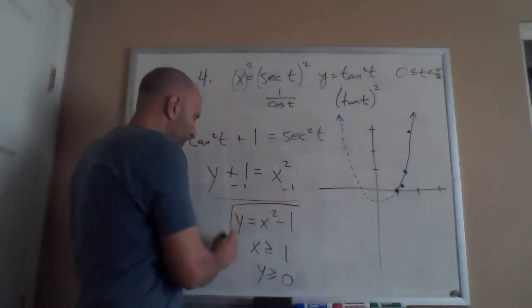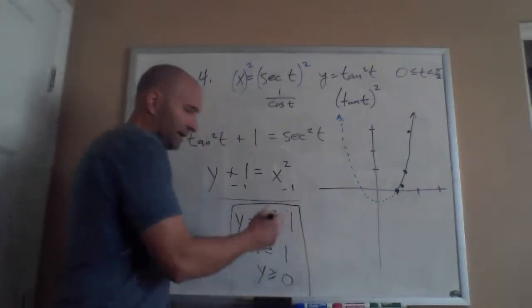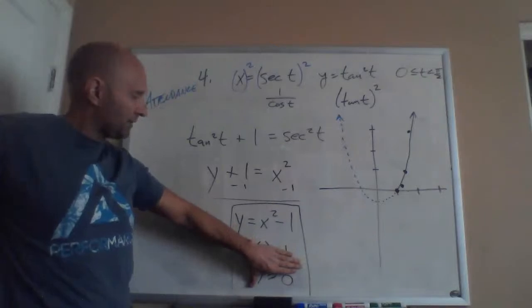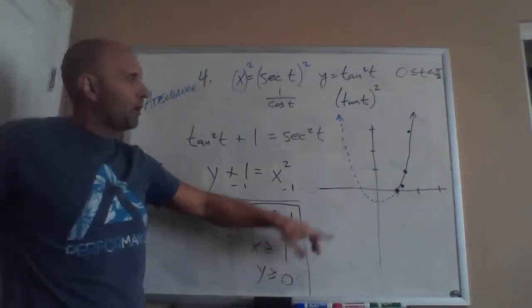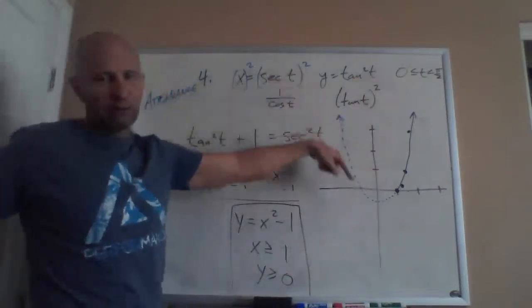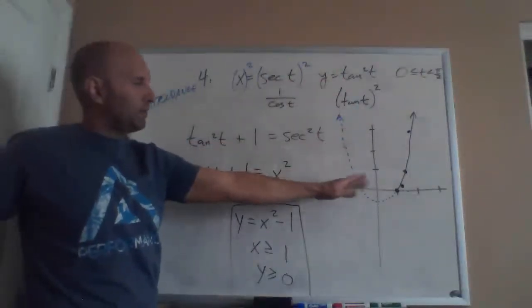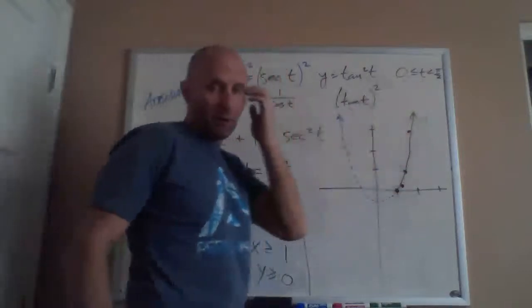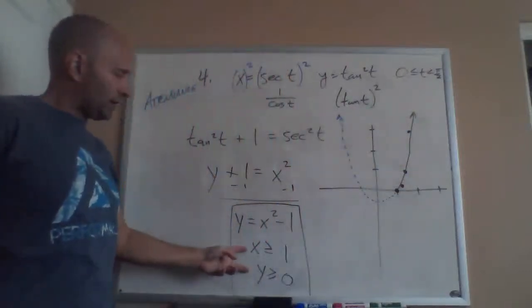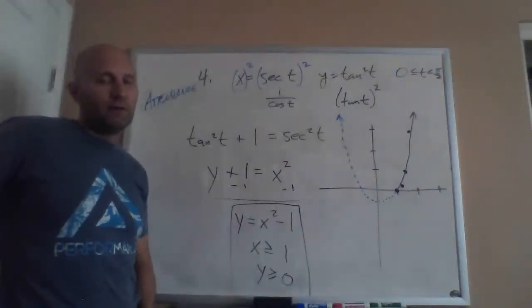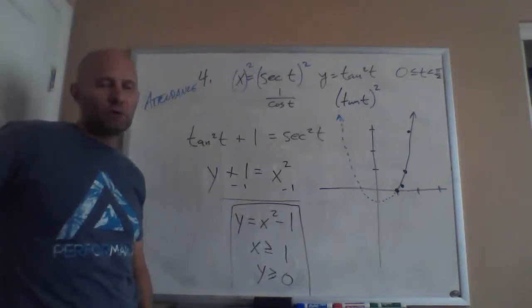So if this was on the test, this would have to be the answer you give. If you just gave me that, y is equal to x squared minus 1, that gives me the whole parabola. And these parametric equations did not give me the whole parabola. It just gave me that part there. So that's why you have to put in these restrictions. Does that make sense to everybody? Any questions on that? Anything I need to go over any more on that one?